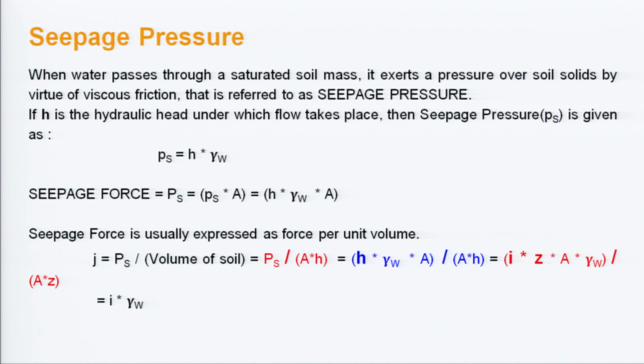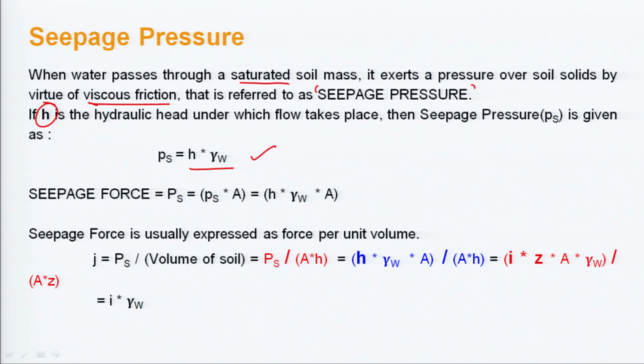Now, understand one thing more, that is the seepage pressure. What is the amount of pressure that is being exerted when the water seeps through the soil mass? When water passes through a saturated soil mass, it exerts a pressure over the soil solids by virtue of viscous friction. Obviously, there would be some friction when the water passes through the soil solids, and that pressure which is being exerted by the water over these soil solids is termed as the seepage pressure. And we have already discussed that if H is the hydraulic head under which flow takes place, then seepage pressure PS is given as H into gamma W.